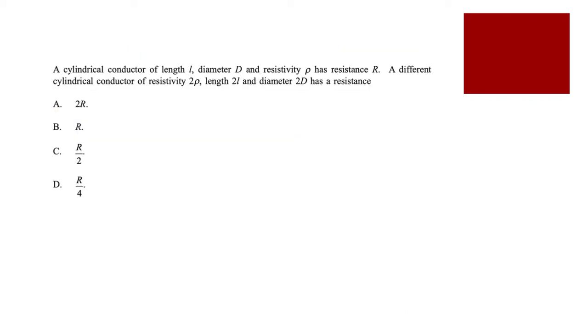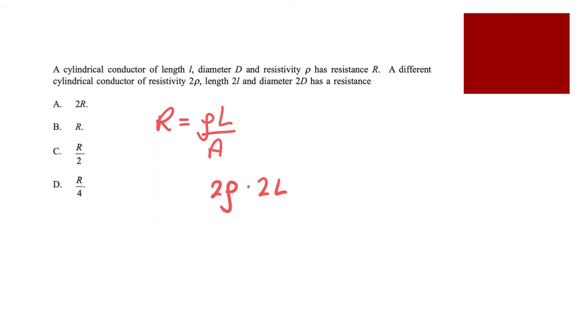Okay, so let's check out a few questions just to make sure we can understand how to apply this understanding. We have a length of L, diameter D, resistivity of rho, and a resistance R. Now it says we have a second conductor, and instead of rho, it has 2 rho. It has a length of 2L and a 2D for diameter. Now, just a second here.